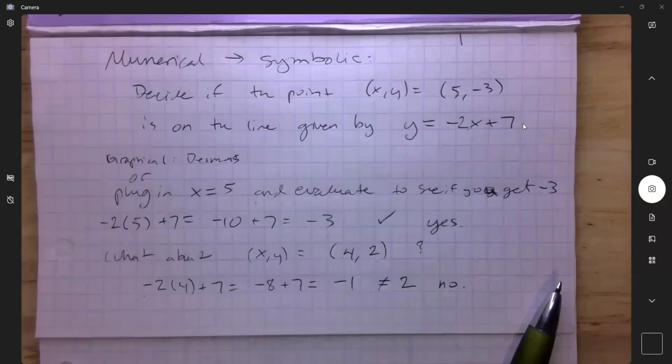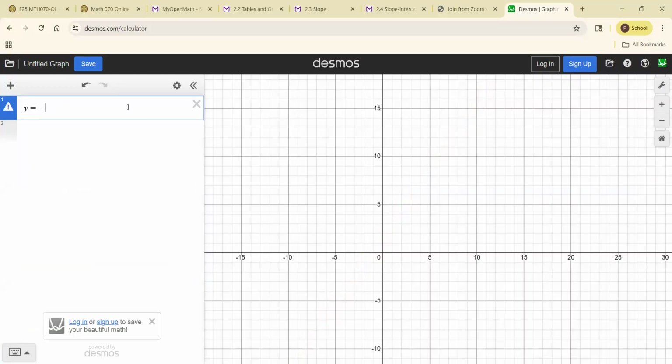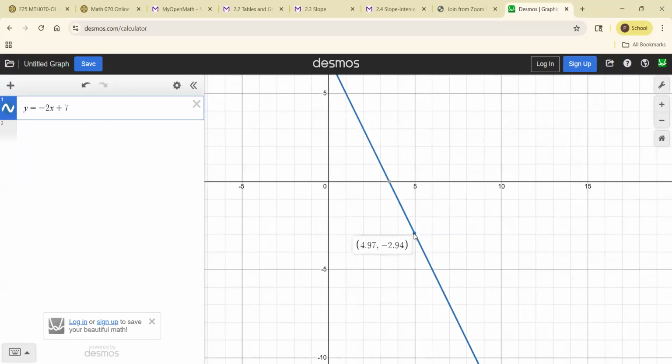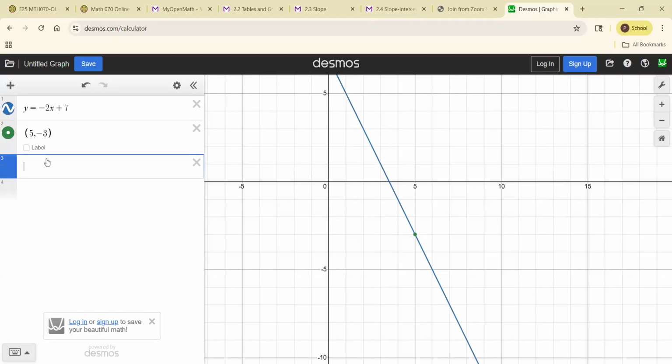Pull Desmos up. Close this. Let's put in the formula, y equals minus 2x plus 7. All right, we said in the first one, when x was 5, y was minus 3. And there it is, there's the point (5, -3). And if x is 4, y is 2, so I can even put those points in. Actually, let me do it this way. (5, -3), sure enough, it's right there. And (4, 2), nope, definitely not there.